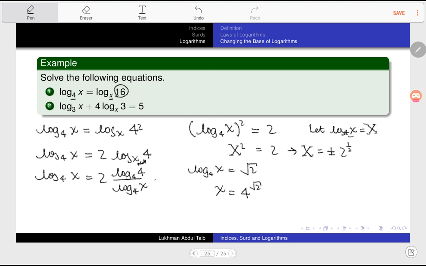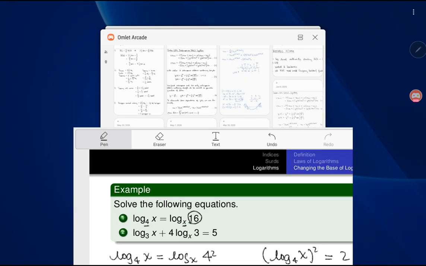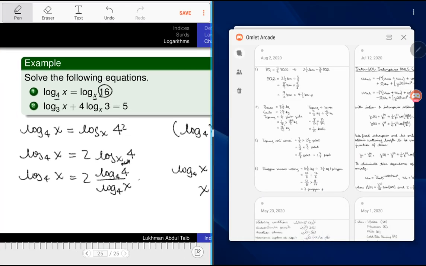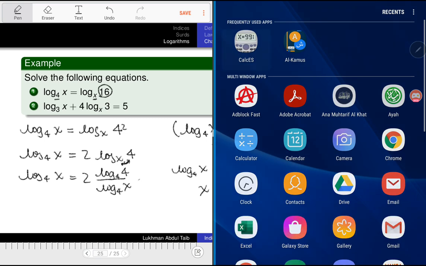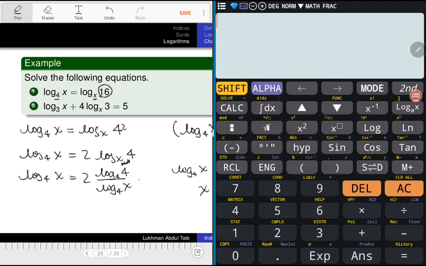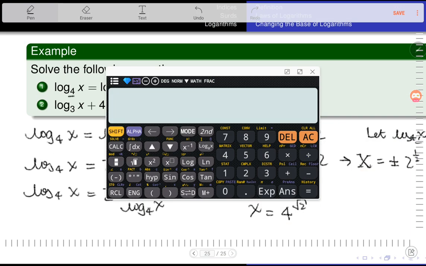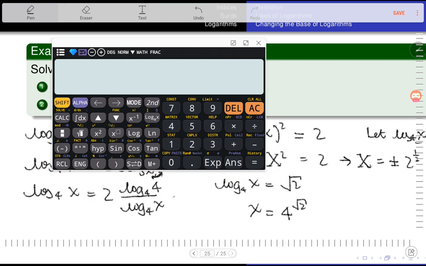So 4 to the power of root 2 is, okay, I forgot that I don't have a calculator yet. Sorry. So what we have here is 4 to the power of root 2. You can leave the answer like that, or if you want to give the decimal answer here, also can.